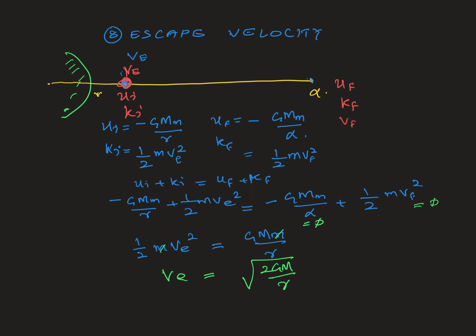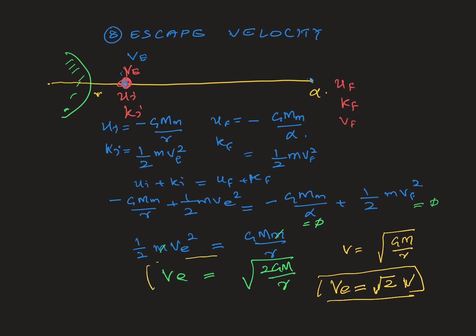It's quite interesting. Do you know why? The orbital velocity is equal to the square root of GM over r. That means ve is equal to root 2 times v. So if we multiply the orbital velocity by root 2, we get the escape velocity. So they're both very useful equations.